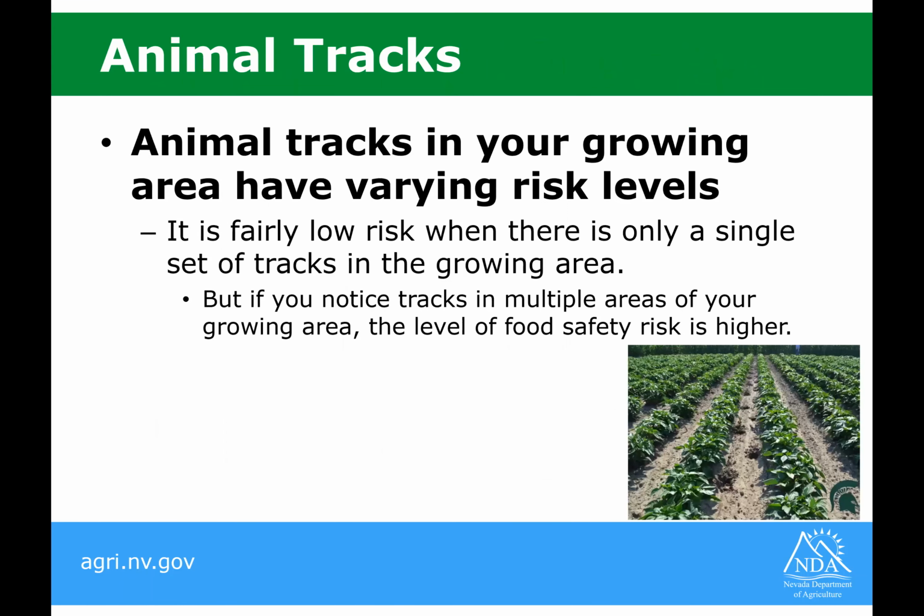So the first one is animal tracks. Animal tracks in the growing area have varying risk levels. It's fairly low risk if you see only a single set of tracks in the growing area, but if you notice a high amount of tracks, a lot of trampling around, then some further investigation might need to be done in your growing area to make sure that it is safe to continue on to harvest.